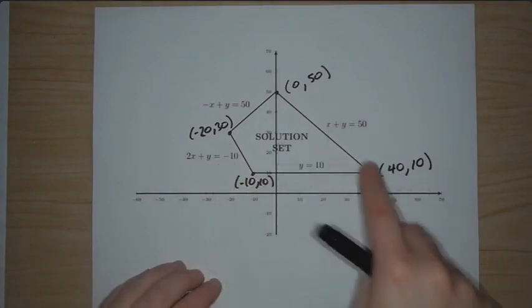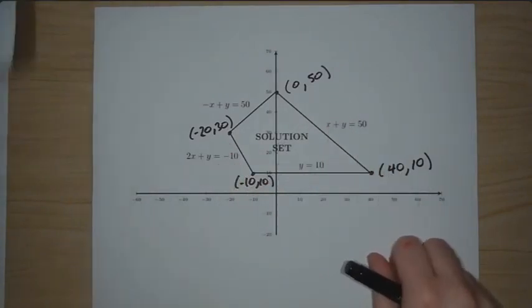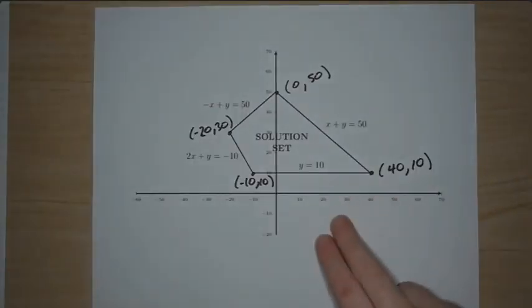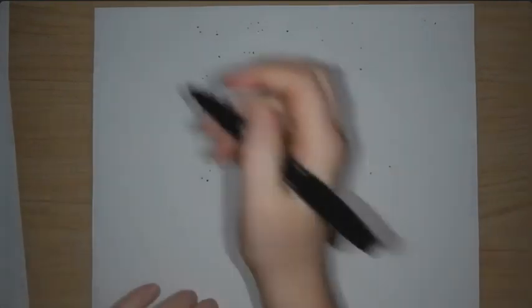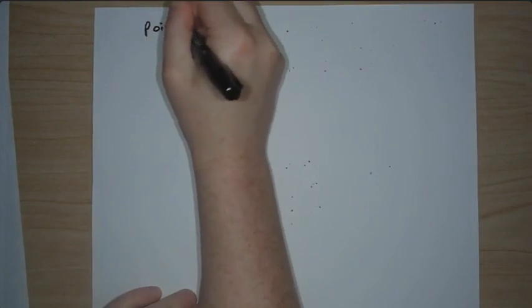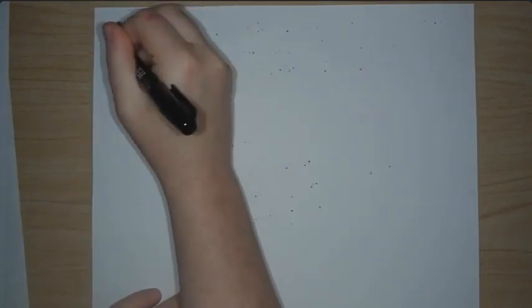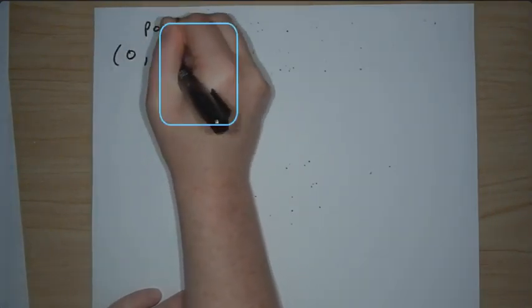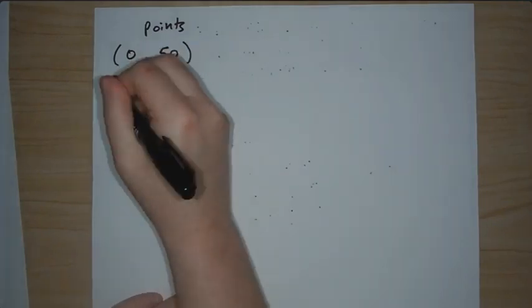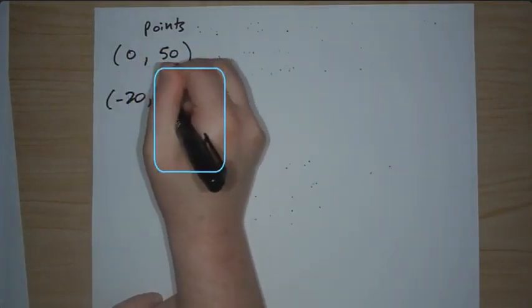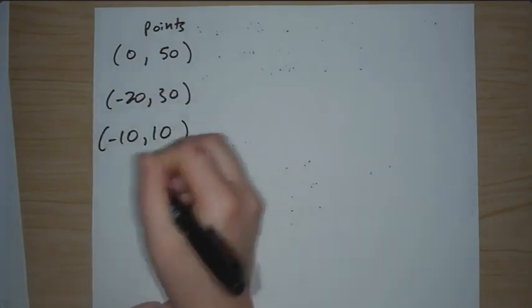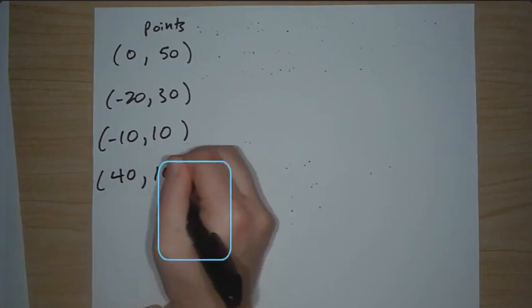So now that we have all our intersection points, we're going to substitute them back into our objective function to figure out which one is our max and our min. I'm going to write a big table. So our intersection points are: (0, 50), (negative 20, 30), (negative 10, 10), and (40, 10).